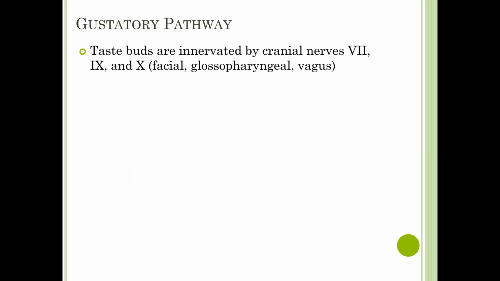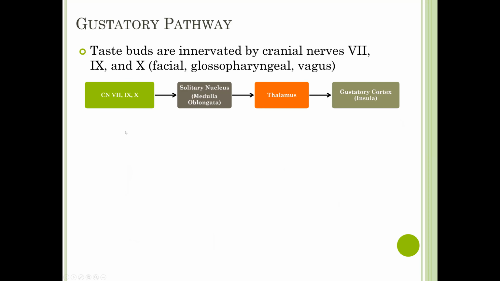If we take a look at the gustatory pathway, the taste buds on your tongue are innervated by cranial nerves 7, 9, and 10. This is your facial nerve, glossopharyngeal nerve, and vagus nerve. The information is picked up from those epithelial gustatory cells, and it travels through sensory neurons within the cranial nerves to the solitary nucleus in the medulla oblongata, and then it passes up and gets filtered by the thalamus. Remember, all sensory information except for olfaction is filtered by the thalamus. And then it goes to the gustatory cortex, which is in the insula.